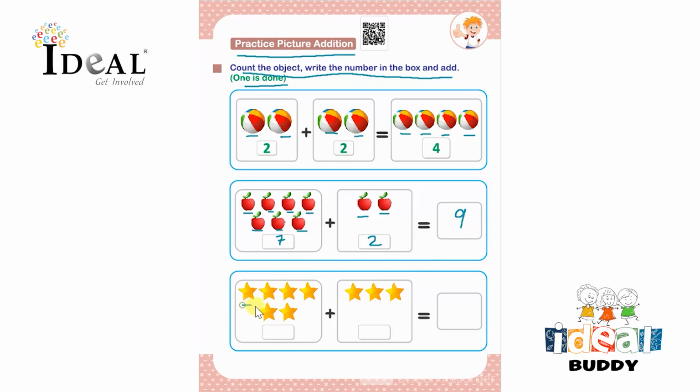Then 1, 2, 3, 4, 5, 6. So we have 6 stars over here. Here we have 1, 2, 3 stars. So 6 plus 3 equals 9. So here you can emphasize the child to count the total number of stars starting from here, or you can also ask them to take the help of their fingertips to count the total number of objects that are given.